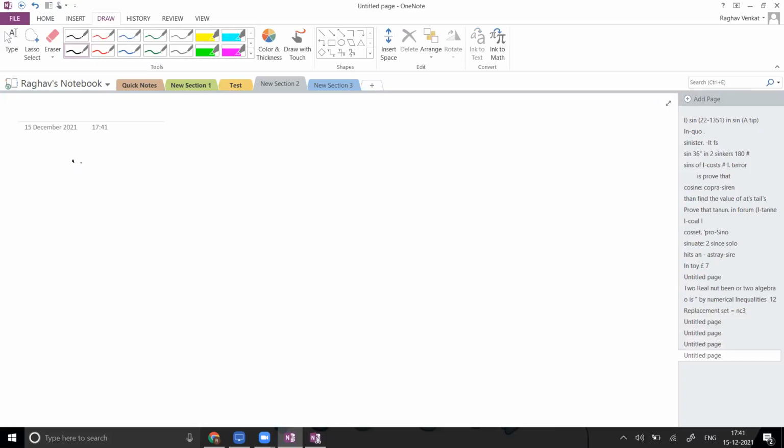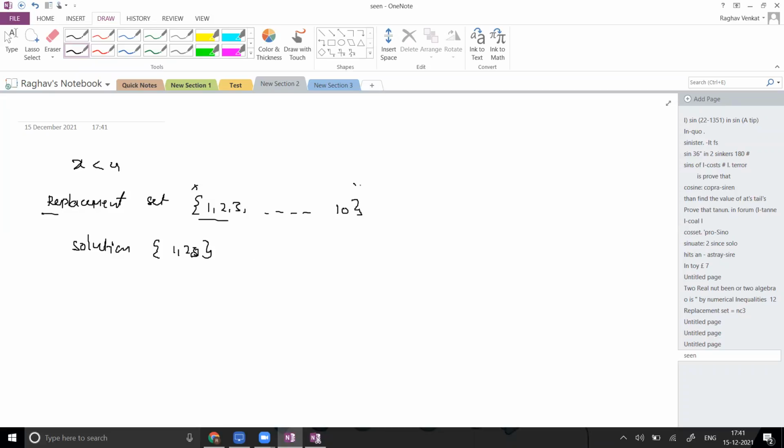Suppose I am giving a question x less than 4, and I am giving the replacement set as 1, 2, 3, and so on up to 10. Then if he is asking what is the solution set, what are the values you can get from the replacement set? That is only the solution set. You can't take even negative values in this case. That means he is clearly saying these are the only values that can replace x. He is limiting the x values. The statement is valid only for these 10 values.